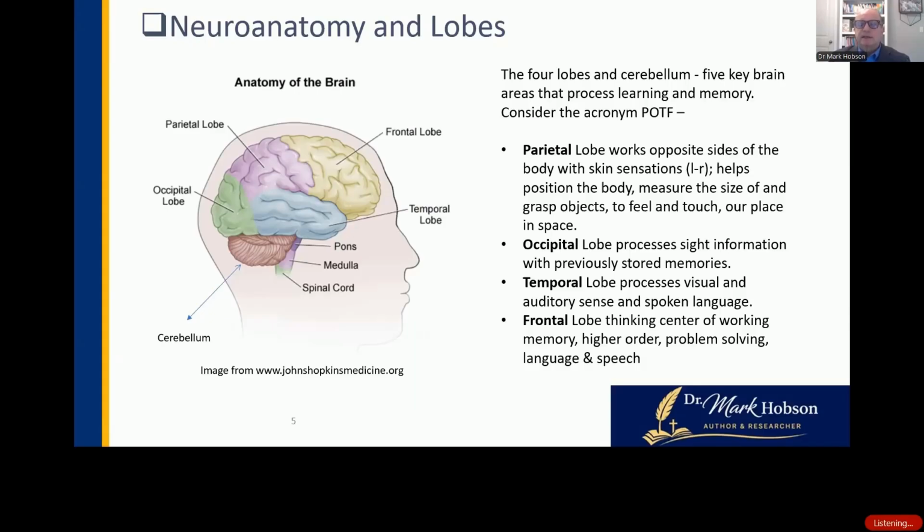in space. The occipital lobe processes visual information in conjunction with previously stored memories. The temporal lobe processes visual and auditory information, as well as spoken language. The frontal lobe, behind our forehead, is the thinking center for working memory, higher order problem solving, language, and speech.